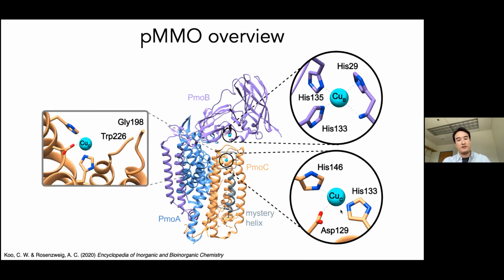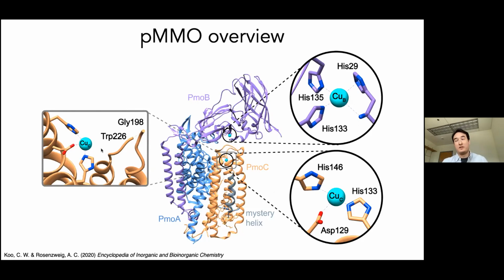Concerningly, though, what's been missing from all the crystal structures, in all 5 crystal structures we have from 5 different species, is a stretch of amino acids right near the copper C site. This stretch is always at least 25 amino acids, and as you can see here, it is right next to the copper C site.